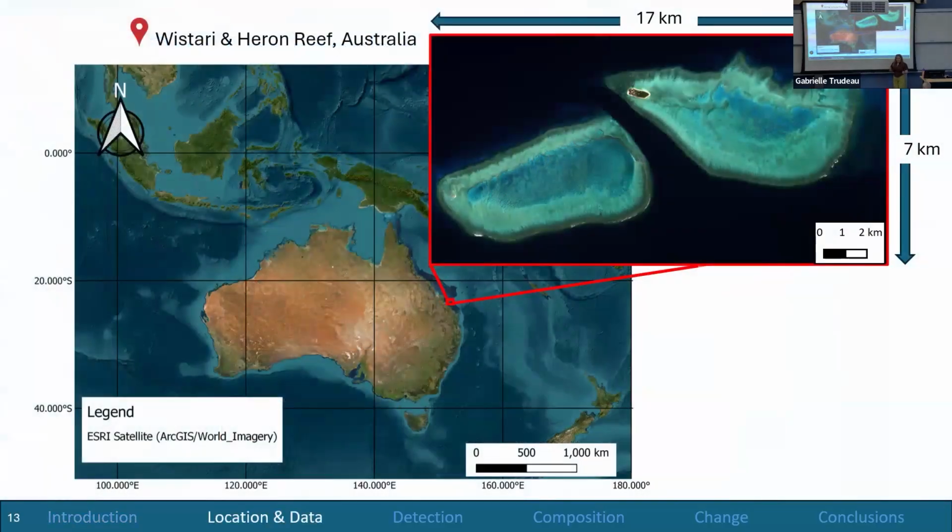So before we get too far into it, let's talk about the study site and some data. This is Wistari and Heron Reef, located in the southern tip of the Great Barrier Reef. We have Wistari Reef on the left, Heron Reef on the right, and this oval situation is Heron Island for reference. I'll use that to kind of orient us a little bit later on.